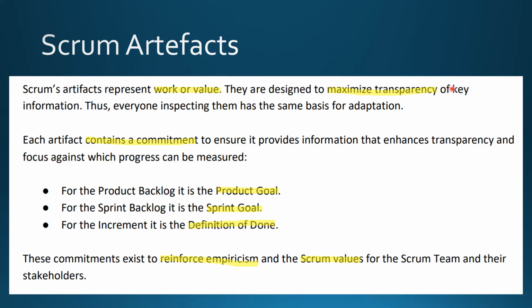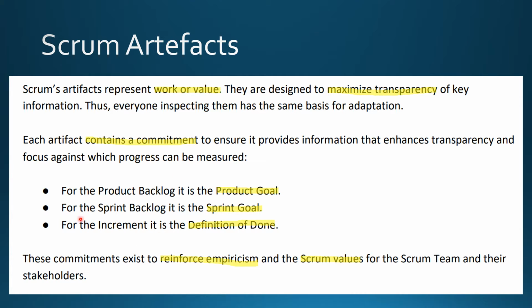Right, so I took this slide from the Scrum Guide itself. Scrum artifacts represent work or value. Basically, they represent value. They are designed to maximize the transparency of key information. Every artifact contains a commitment. Alright, what is the commitment of each artifact?